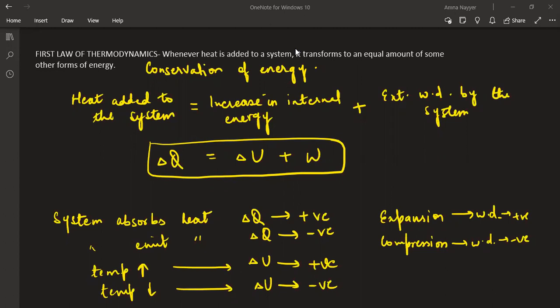So if your system absorbs heat, you will write heat as positive. And if your system is releasing heat, emitting heat, you will write heat as negative, whatever the sign given. Just take the magnitude from the question and apply the sign convention on your own in this formula. I am repeating this because this is very important.